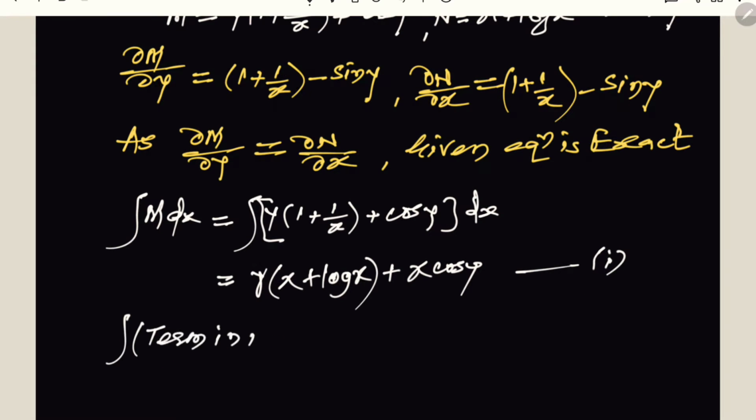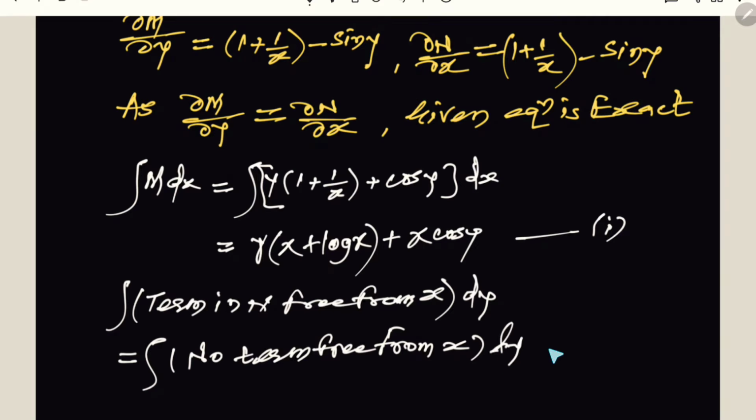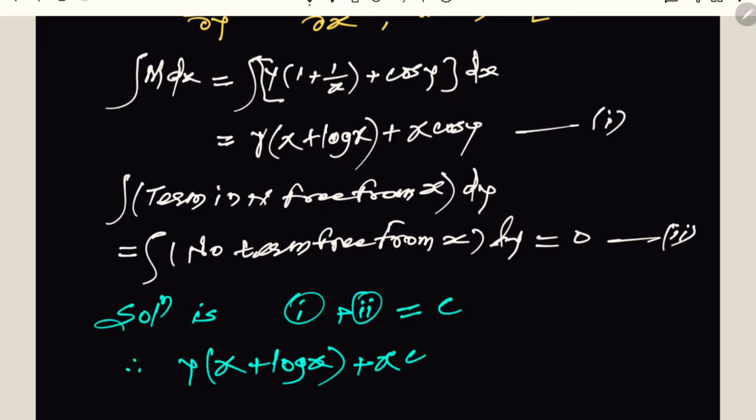Then the second integral is of terms in N which are free from x, and then we have to integrate it with respect to y. Therefore, we check: is there any term which is free from x? There is no term which is free from x, and therefore its integration is 0. Equation number 2. And therefore, the solution is obtained by adding equation 1 and equation 2 and then equating it to c. We get the final solution as y multiplied by (x plus log x) plus x cos y equals to c as the required answer.